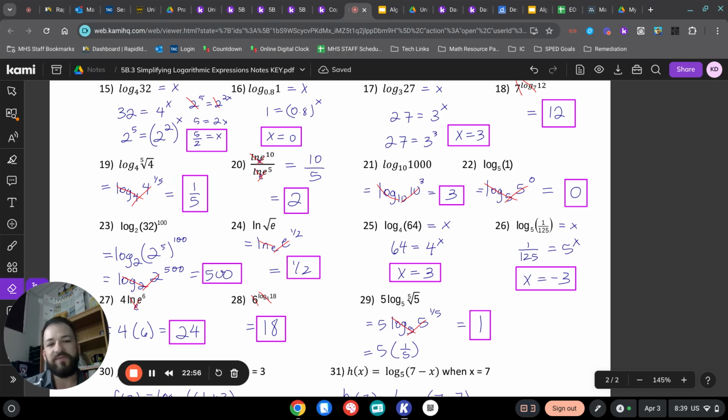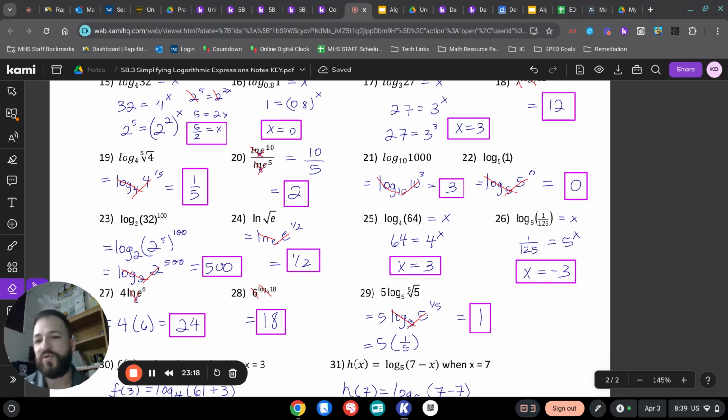And then log base 5 of 1 over 125. Some of y'all, this might have really thrown you for a loop, but don't forget that fraction. Anytime you see a fraction, you know it is a negative exponent. So 5 to the third is equal to 125, which means 5 to the negative third is equal to 1 over 125.